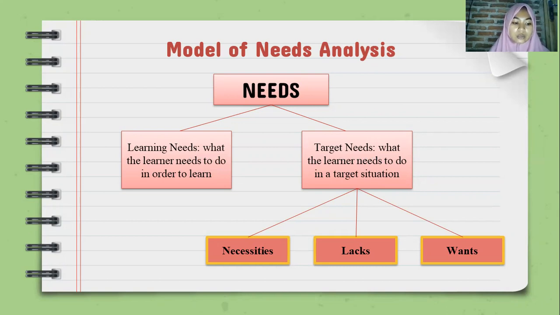Target needs include necessities, lacks, and wants. Necessities are determined by the demand of the target situation. They are the required needs that enable the learner to function effectively within the target situation. Lacks are the gap between necessities and what the learner already knows, which is the current proficiency of the learners. And wants are learners' subjective needs, or what the learners want to be taught.